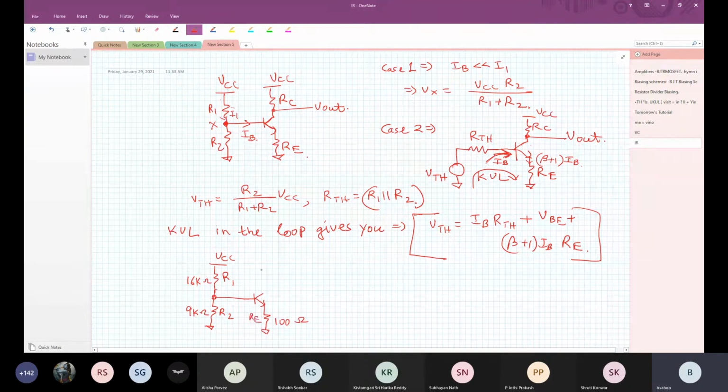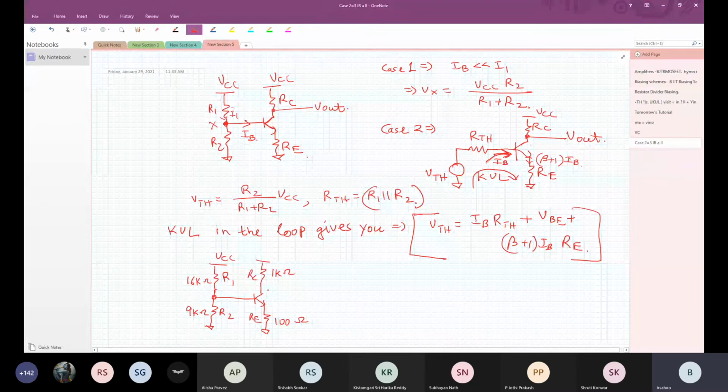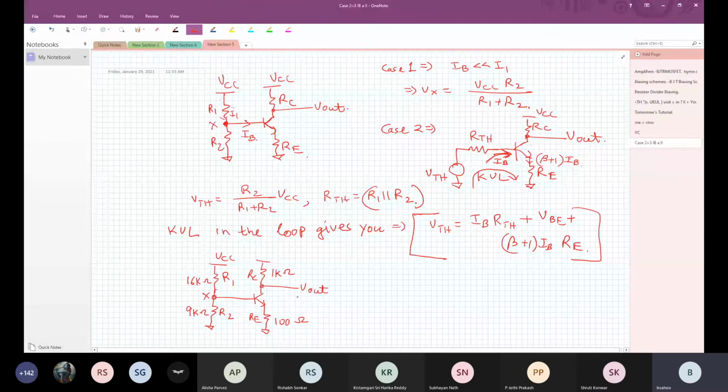RE is like this, and this is 1 kilo ohm and RC. Okay, V out. Okay, so this is what he did. Now, to solve this circuit, we will again assume IB and here is I1. IB is much smaller than I1. Then Vx is how much? Can you solve for Vx?